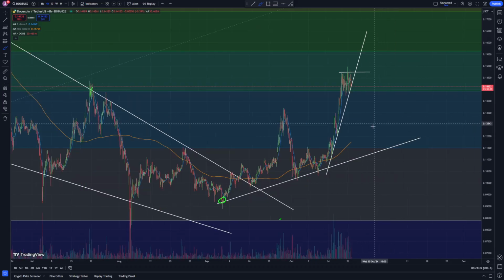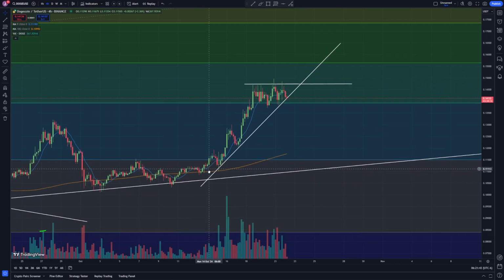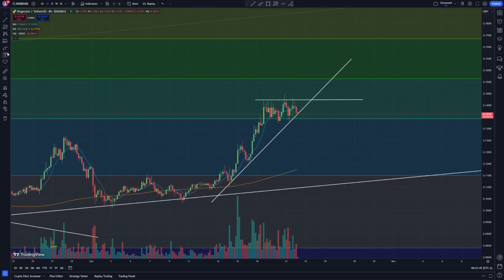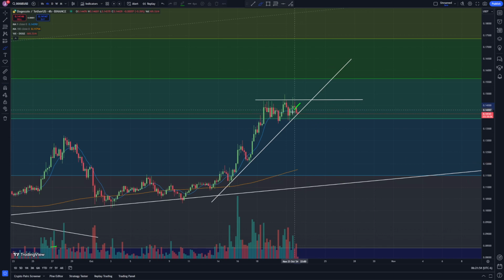Let's see what happens though. It's going to be interesting to see if it can continue to move up, or if we break the trend line right here, break the bottom support, then maybe we come back down here. If not, I still think that we might be coming back up to this level.